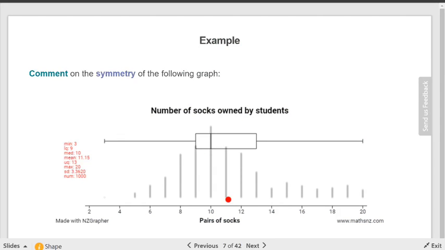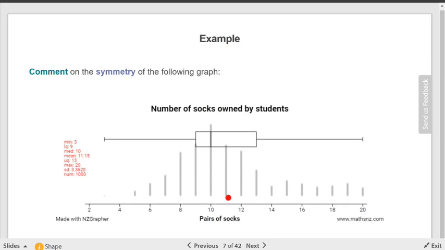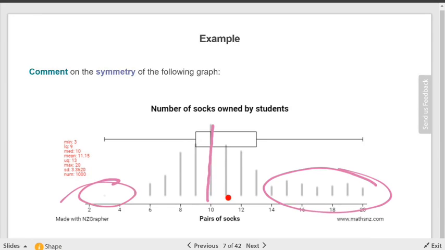All right, so look at this one. Let's comment about the symmetry of this graph. First of all, here's the mean. The median right there. The red dot indicates the mean. Where do you notice the mean is in comparison to the median? To the right. And if you'll notice, there's a whole bunch more data on the right than there is on the left. So that means that it's pulling the mean in that direction.